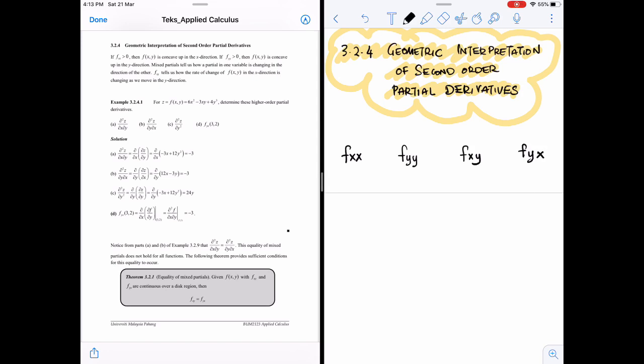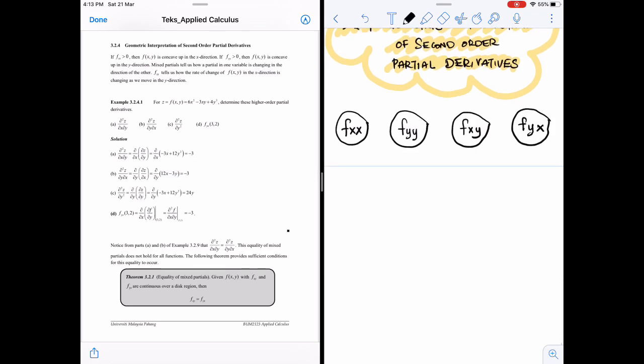So if we have a partial derivative fxx, it means that this is the rate of change of f in x direction, while for fyy, this means the rate of change of f in y direction, while for fxy, this means the rate of change of f in x direction as it moves in y direction. And also if we have fyx, this means that this is the rate of change of f in y direction as the function moves in x direction. Let's move to example 3.2.1.